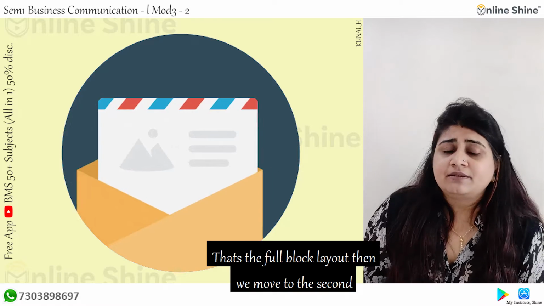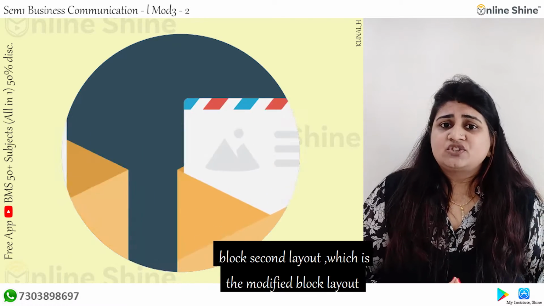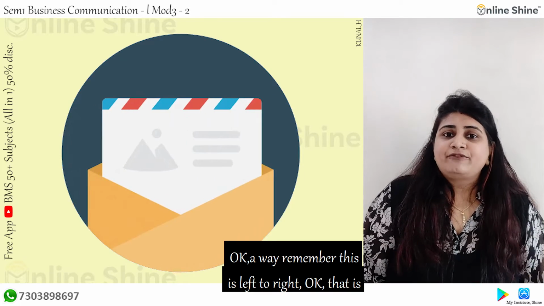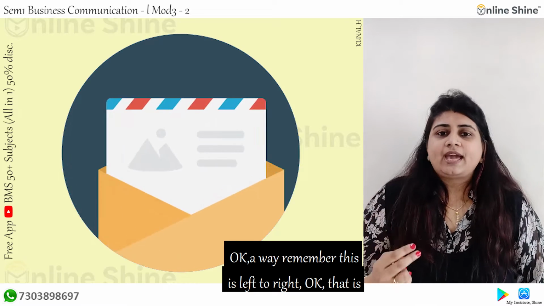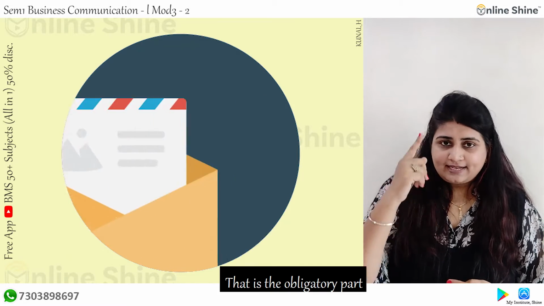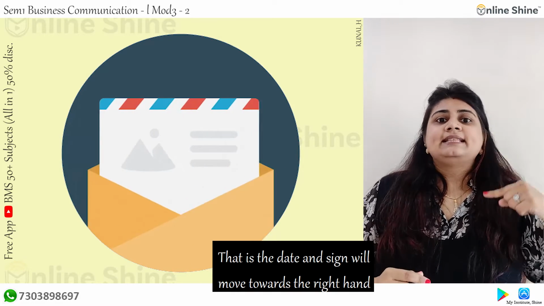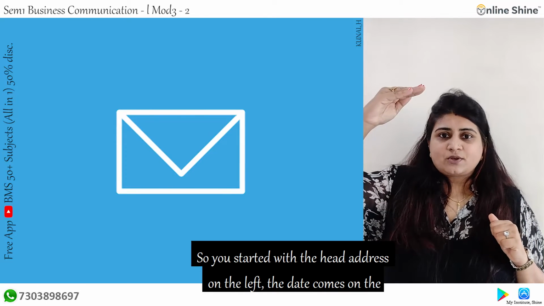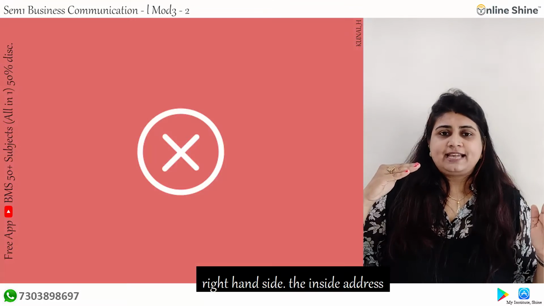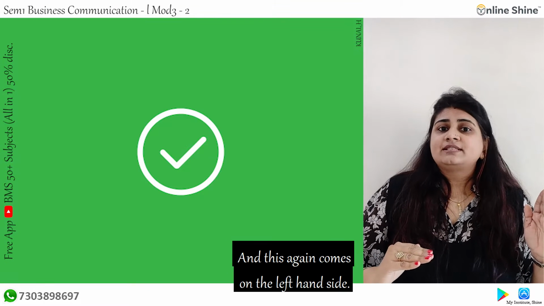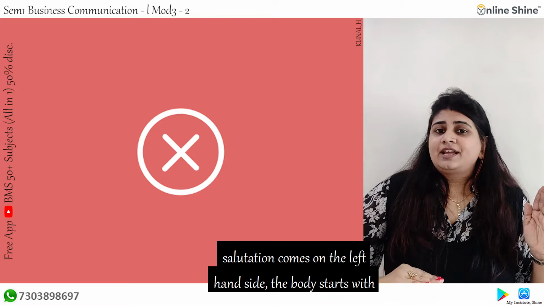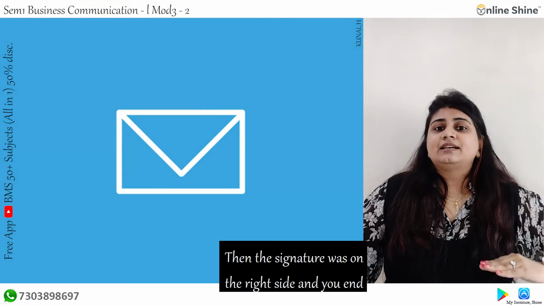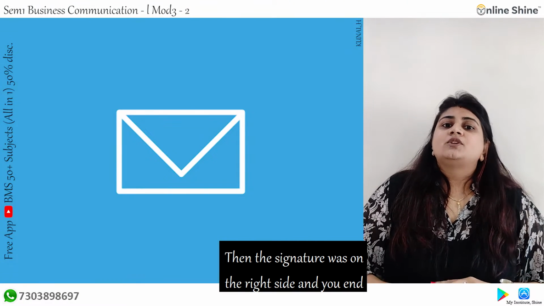Then we move to the second layout, which is the modified block layout. A way to remember this is left to right. That is, 2 parts of the letter, the date and the signature, will move towards the right hand side of the page. So you start with the head address on the left, the date comes on the right hand side, the inside address again comes on the left, the salutation comes on the left, the body starts on the left, the complimentary closure is on the left, then the signature goes on the right side, and you end your letter.